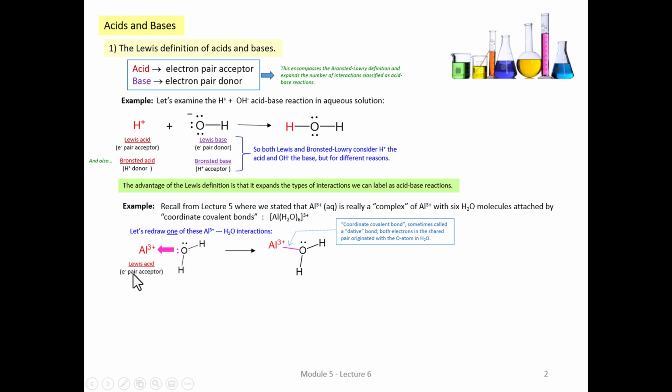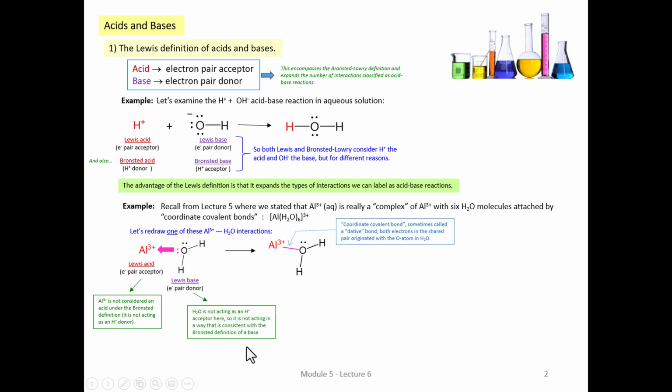In any event, now we can see the aluminum 3+ ion acting as a Lewis acid because it's an electron pair acceptor, and the water molecule acting as a Lewis base, the electron pair donor. Aluminum 3+ is not considered an acid under the Bronsted definition. It is not acting as an H+ donor. And water here is not acting as an H+ acceptor, so it's not acting in a way that's consistent with the Bronsted definition of a base.